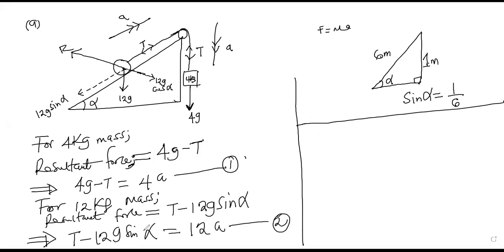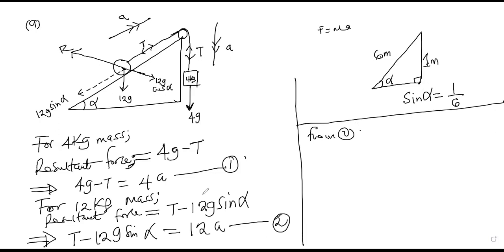But remember, this sine alpha is equal to 1/6. Have you understood where I got the 1/6? They told me that the length of the plane is 6 meters and that the height of the plane is 1 meter. So by SOHCAHTOA, I can come up with the sine alpha. Am I clear?